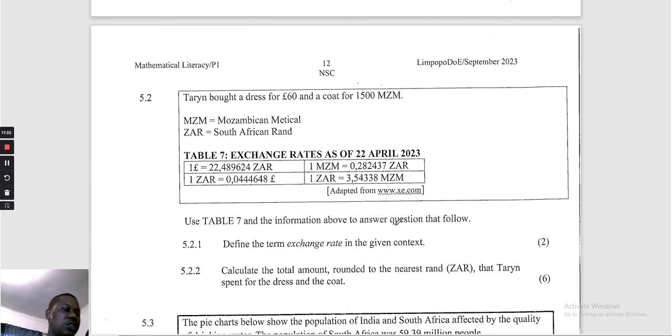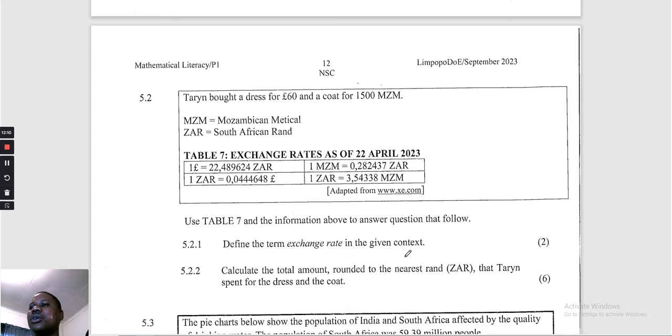Okay, let's go to 5.2. Tyrone bought a dress for 60 pounds and a coat for 1,500 MZM, Mozambican metical, ZAR, South African rand. So the table below shows the exchange rates between the countries. £1 is equal to this in rands, in ZAR. One Mozambican metical is equal to this in ZAR.